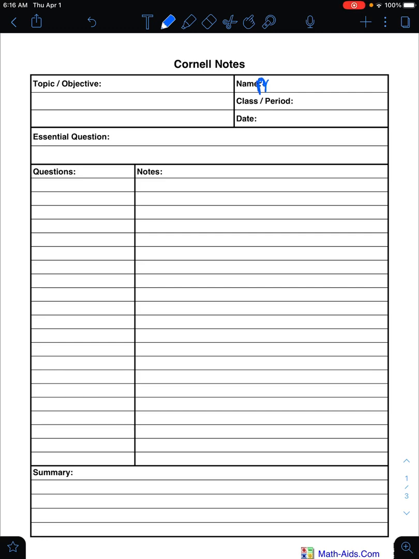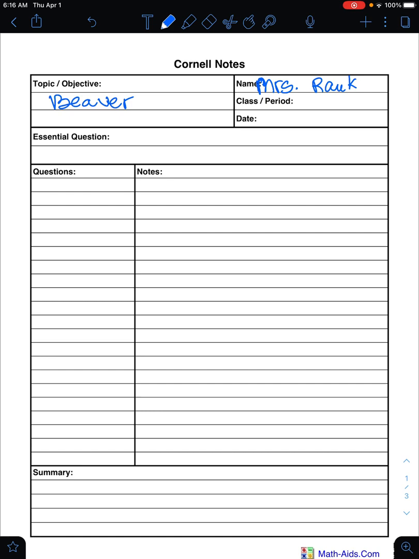Filling out our Cornell notes. So you would, of course, fill out all this information up here. And today, our reading was about the beaver. Usually what you want to do is write one large essential question that will be answered by your notes.